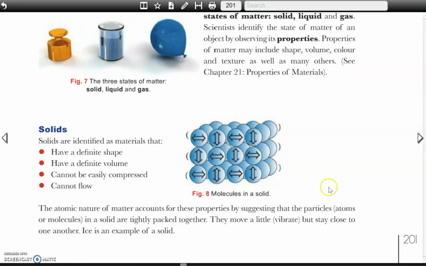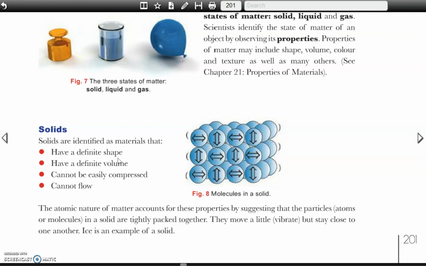So if we look here, when we define a solid in science, we say that solids have a definite shape, they have a definite volume, they cannot be easily compressed, and they cannot flow. What we mean by that is a definite shape means that they take up a certain shape. So if you think of any solid, like a table or television or block of wood, whatever it is, the shape of it doesn't change.